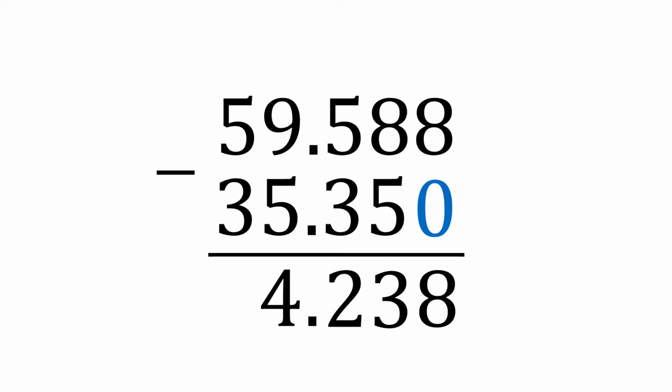So 8 minus 0 is 8. 8 minus 5 is 3. 5 minus 3 is 2. Copy the decimal point. 9 minus 5 is 4. 5 minus 3 is 2. So the answer is 24.238, or we can read it as 24 and 238 thousandths.